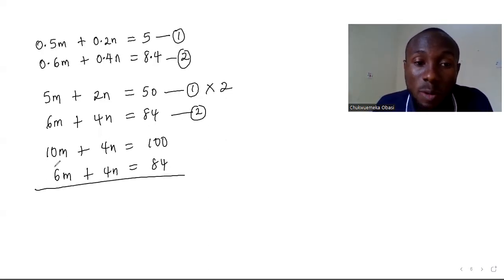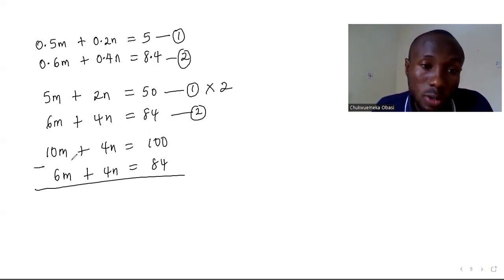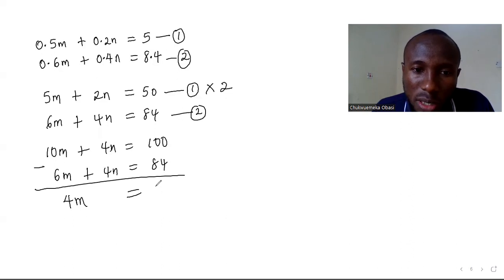You can eliminate them with either addition or subtraction. Now, if you try to add, you will get it wrong. But when you subtract, it works. So 4n minus 4n, that's 0, right? So subtraction works here. So we go ahead and subtract: 10m minus 6m, that's 4m. And 4n minus 4n, that's 0. 100 minus 84, that will be 16. So you divide everybody by 4 so that you get m, and m is equal to 4.